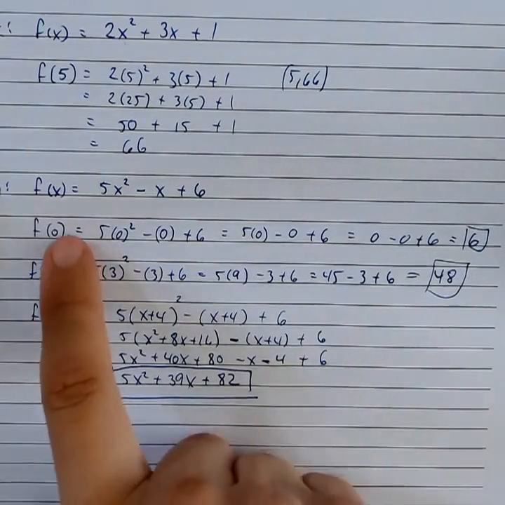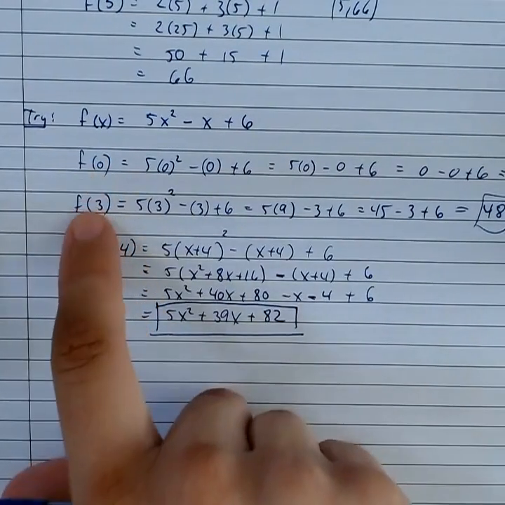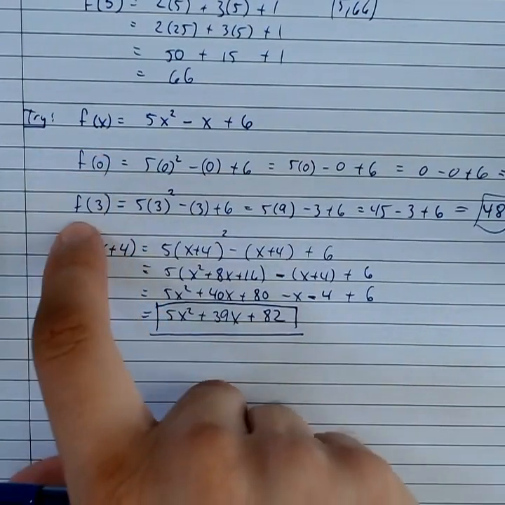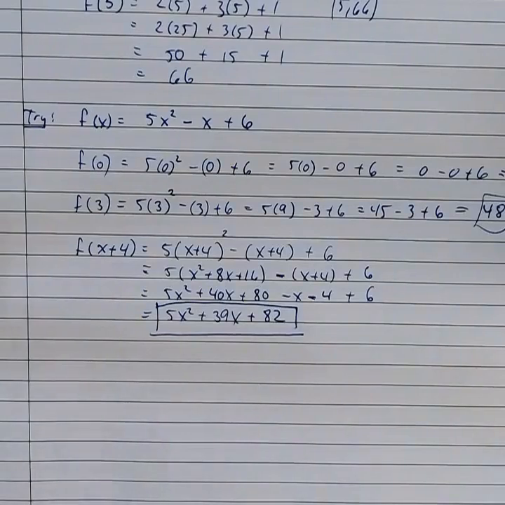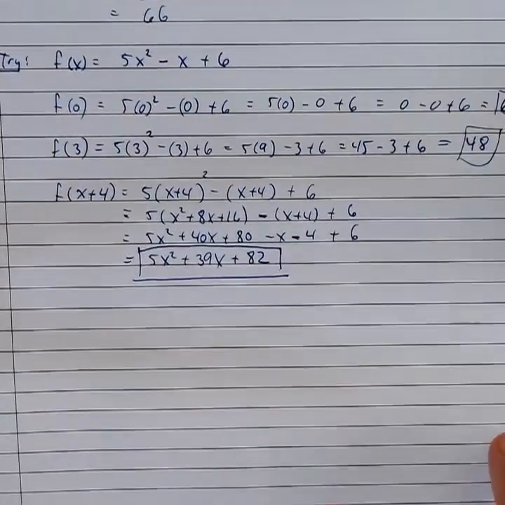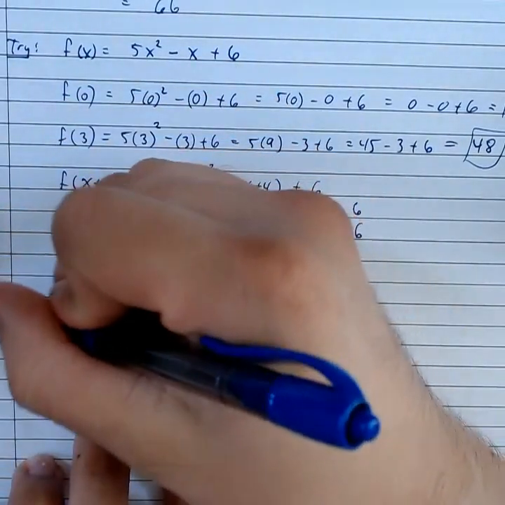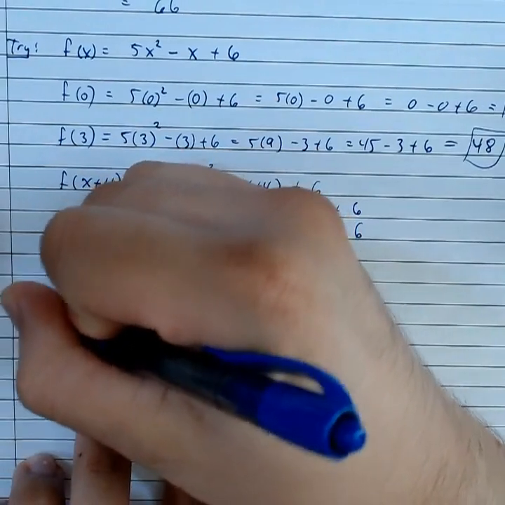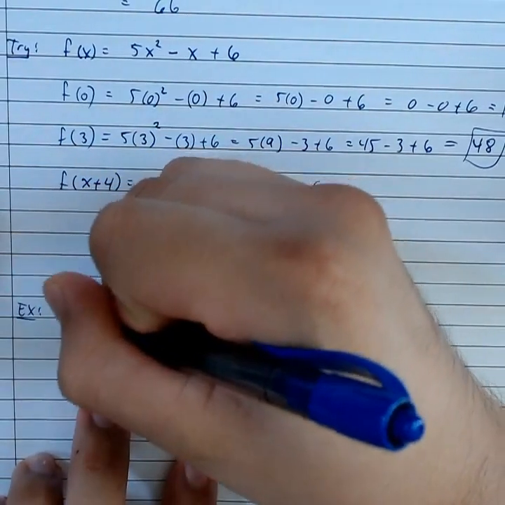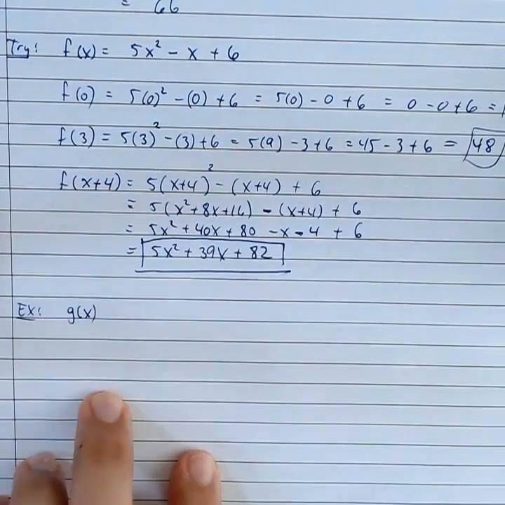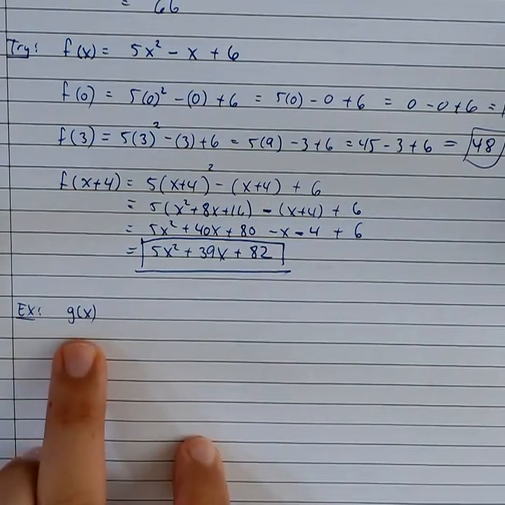One thing to note, f is a commonly used letter to name a function, but you don't have to use f. Other letters can be used as well. You can use g, h, k. Lots of letters can be used. So, for example, I could say g of x, and that's fine. That's just the name for a function.